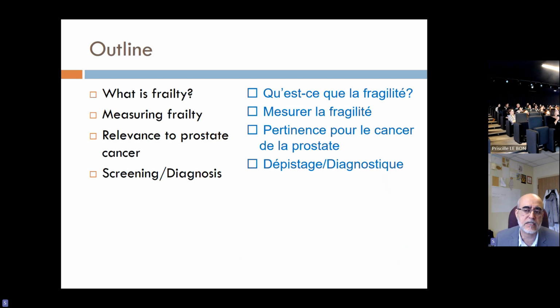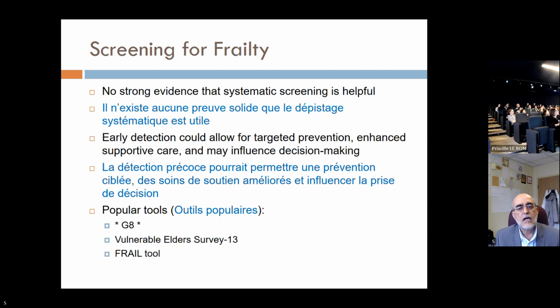Let's talk a little bit about the screening and diagnosis of frailty. In terms of screening, there is no strong evidence that systematic screening of everyone coming into an oncology clinic or a geriatric clinic is helpful at this point in time. There's no large, high-quality randomized trials. In theory, if you can screen for frailty and pick it up early, you may be able to do targeted prevention or provide extra supportive care. And in the cancer setting, it may influence the decision-making around cancer.